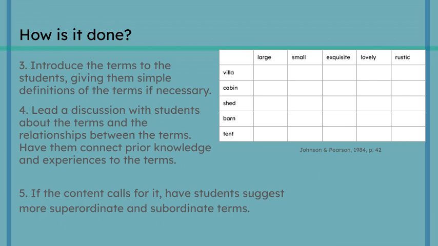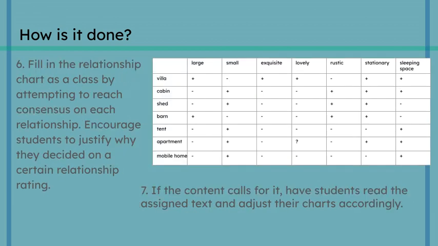In this case, with the chart I have on the right, students may add the superordinate terms stationary and sleeping space, and the subordinate terms apartment and mobile home. Then you fill in the relationship chart as a class by attempting to reach consensus on each relationship. Encourage students to justify why they decided on a certain relationship rating. And if the content calls for it, have students read the assigned text that relates to the content of the chart and adjust their charts accordingly.